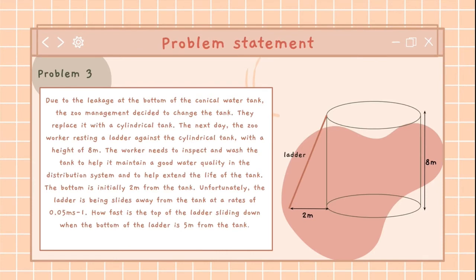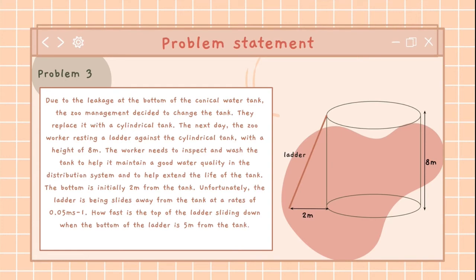Problem 3. Due to the leakage at the bottom of the conical water tank, the zoo management decided to change the tank. They replaced it with a cylindrical tank. The next day, the zoo worker rests a ladder against the cylindrical tank with a height of 8 meters. The worker needs to inspect and wash the tank to help maintain good water quality in the distribution system and to help extend the life of the tank.